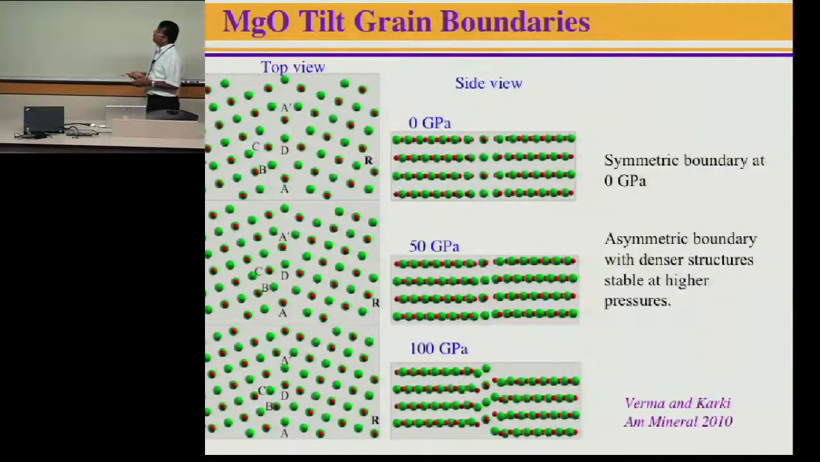This is for MgO tilt grain boundaries at different pressures. The symmetric tilt boundary collapses, and then the boundary becomes asymmetric. So you can see one side move relative to the other side. These are already simulations involving around 500 atoms or so.